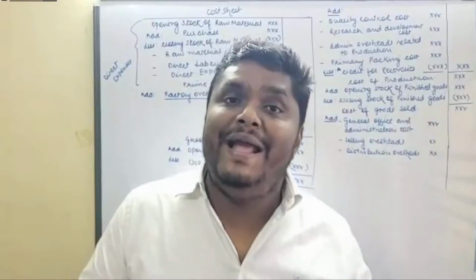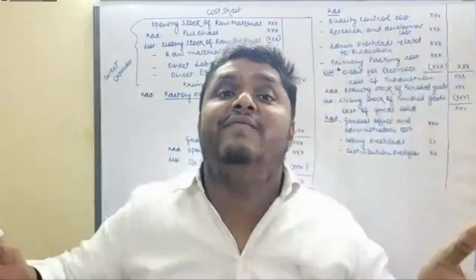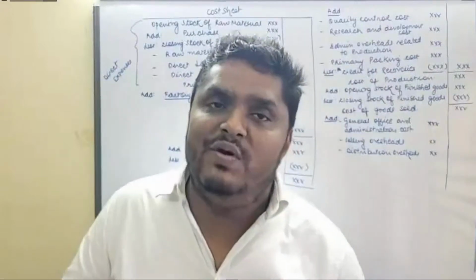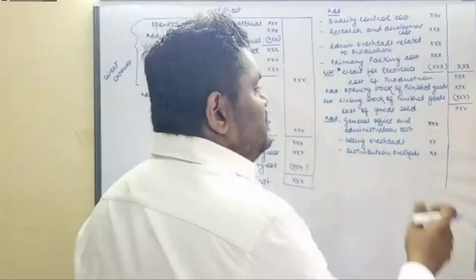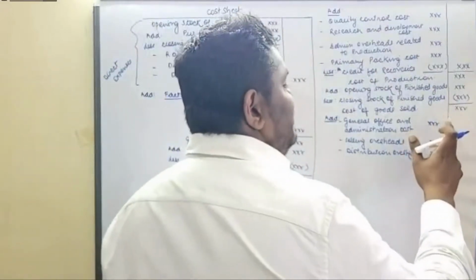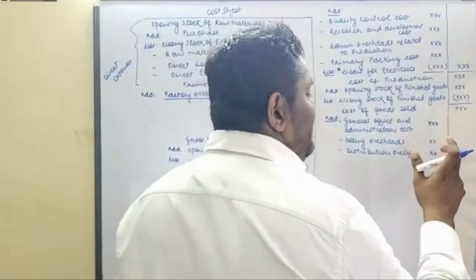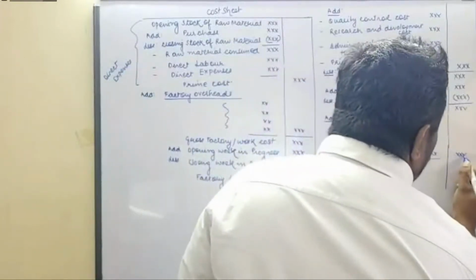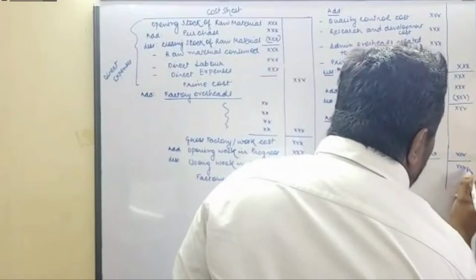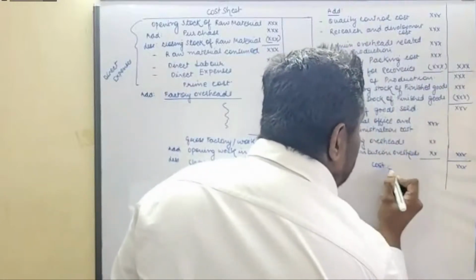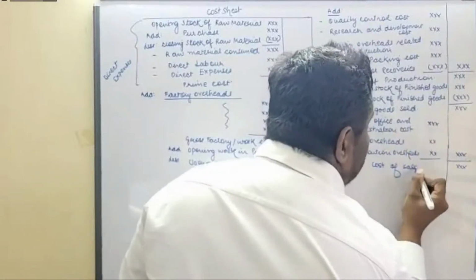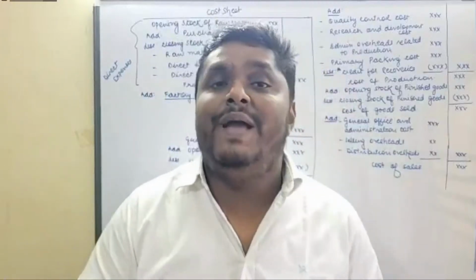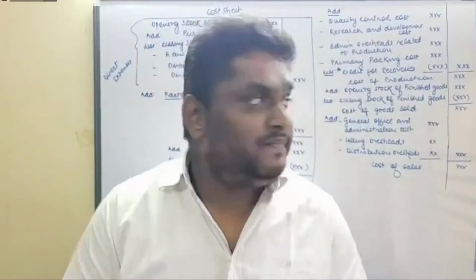The secondary packing cost, that is the cartons in which these Tetra packs are packed, will also form part of distribution cost. So in this, we will add general office and administration overhead, selling overhead, distribution overhead. The total will be transferred to the outer column. This is how we will get the cost of sales, and this will be the cost of the units that will actually be sold in the market.